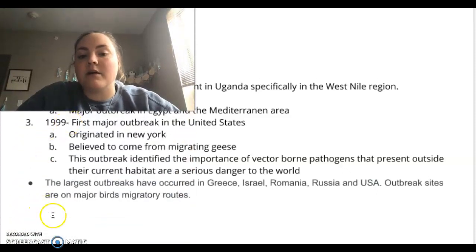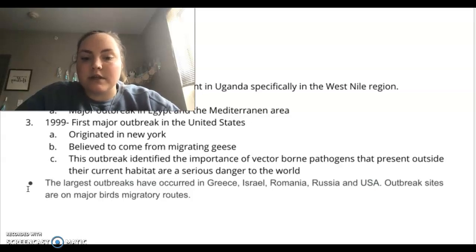The largest outbreaks occurred in Greece, Israel, Romania, Russia, and the U.S. The outbreak sites are on major bird migratory routes. In its original ranges, West Nile was very prevalent throughout Africa, parts of Europe, the Middle East, West Asia, and Australia. Since its introduction into the U.S. in 1999, this virus has spread and is now widely established from Canada to Venezuela.